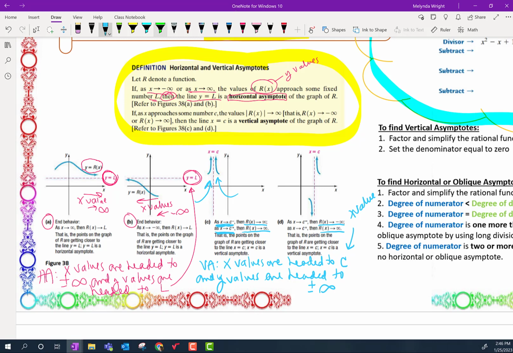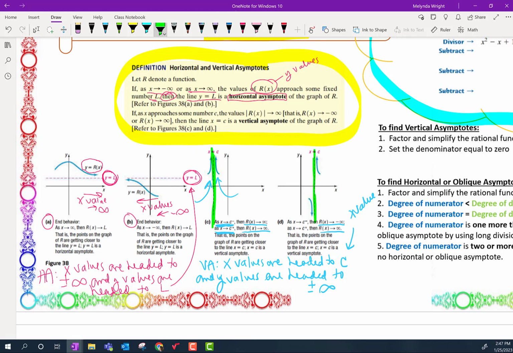So this line right here, if you will, that is our vertical asymptote, and our function, they're calling the function named R, is approaching the vertical asymptote on the left and the right and going up to positive infinity or down to negative infinity.